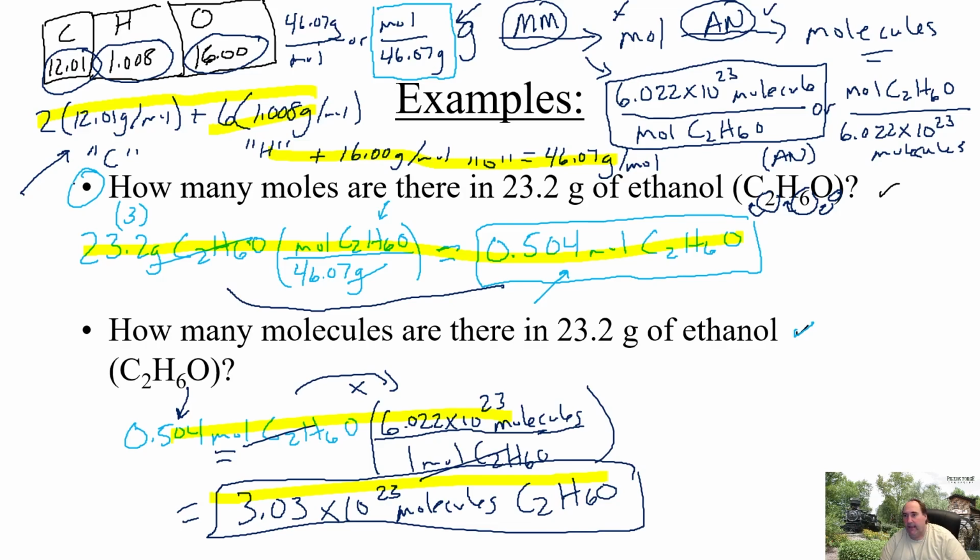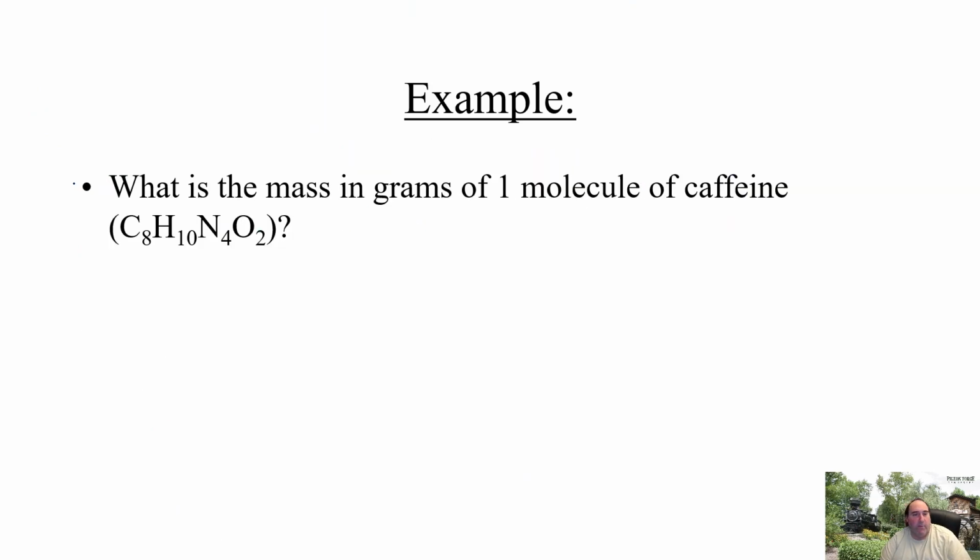All right, let's take a look at another one here. What is the mass in grams of 1 molecule of caffeine? Maybe you're drinking some of that right now. There's the formula. That's a big formula there. That's 8 carbons, 10 hydrogens, 4 nitrogens and oxygen.